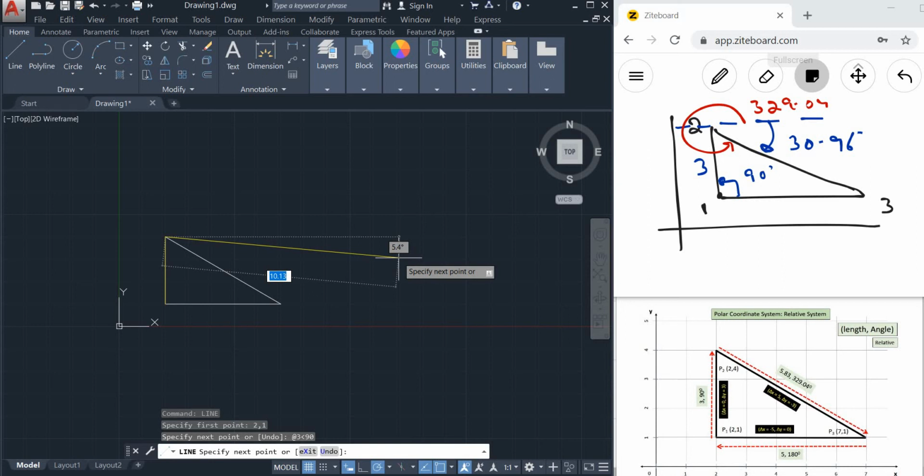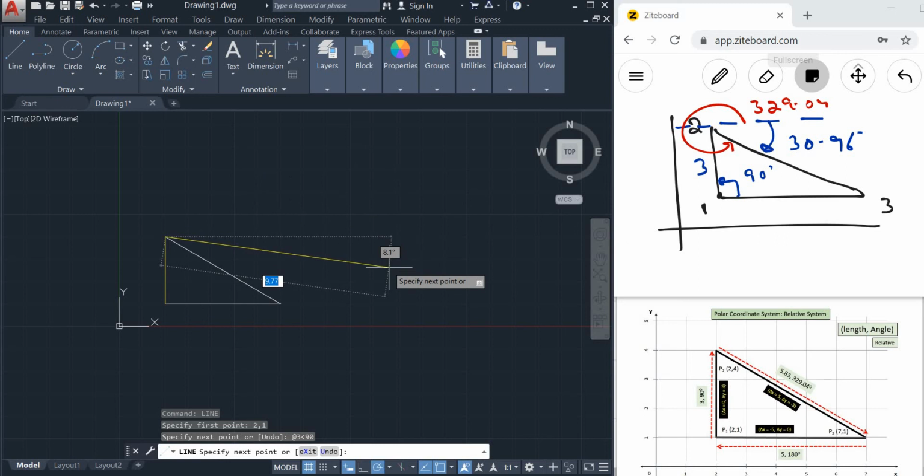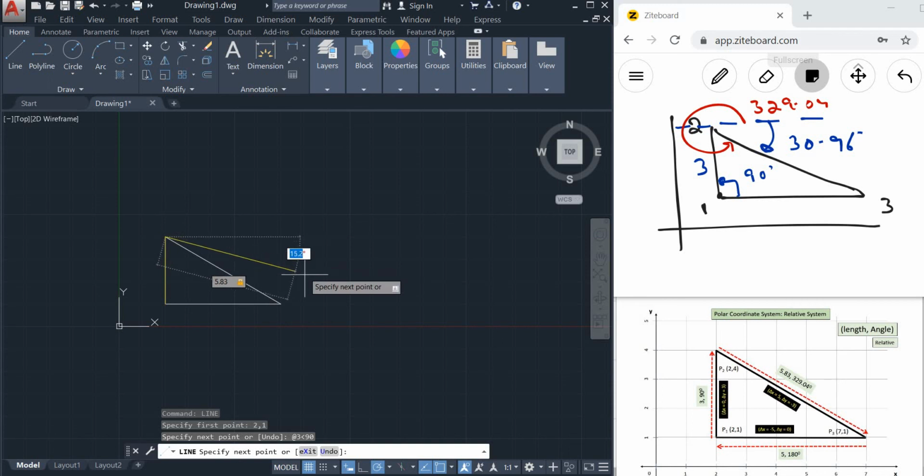If you press tab, then you can keep your cursor above or below the horizontal axis and enter the relative angle. So let me type the length as 5.83, and instead of the angle bracket, if I press tab, then I can specify the angle in any direction with respect to the horizontal axis. So if I keep my cursor below the horizontal line, I can type the angle as 30.96 instead of 329 degrees.